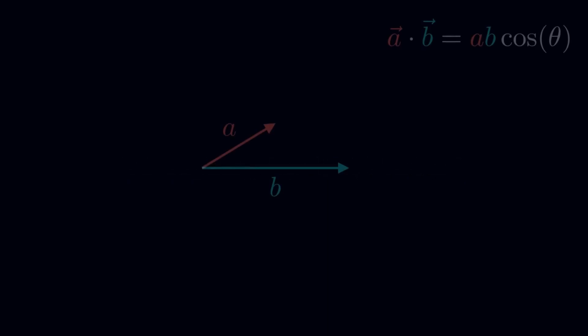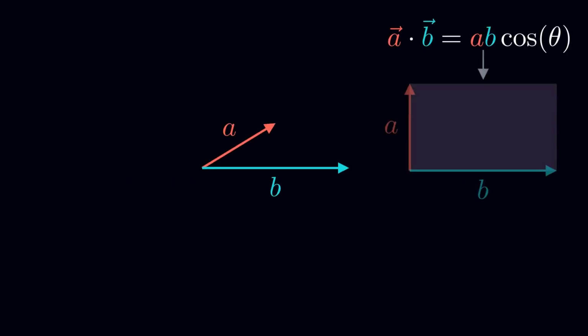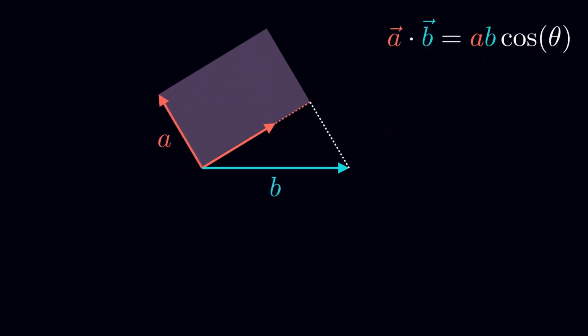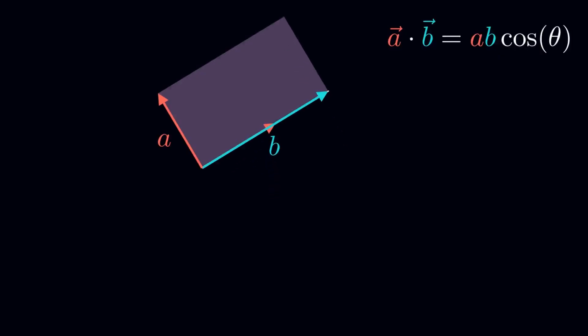Let's start by visualizing A dot B using our dot product formula. Whenever we multiply two lengths together, like A and B here, we can represent it as an area. If we take the shadow of B and stretch it out by the length of A, we end up with a rectangle. When the vectors are perfectly aligned, the rectangle's area is just A times B.